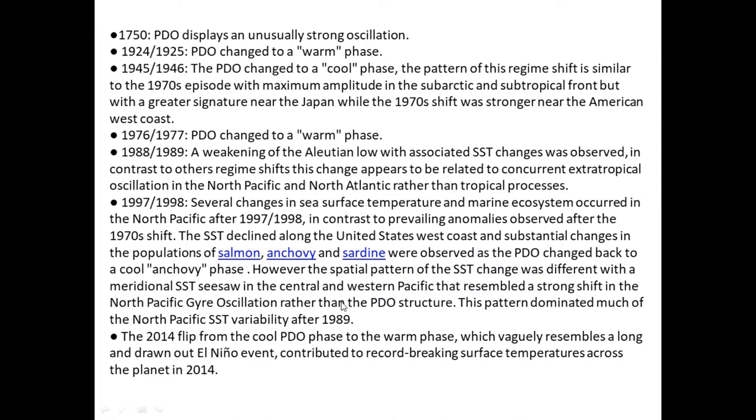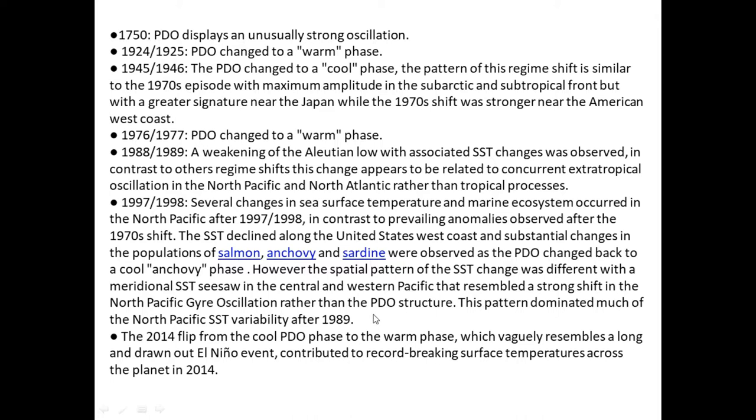So this is an interesting thing. Basically, they're saying that the changes in how the specific North Pacific gyre was behaving was more influential than any changes in the PDO structure. The 2014 flip from the cool to the warm phase, which vaguely resembled a long and drawn out El Nino event, contributed to record-breaking surface temperatures across the planet in 2014.